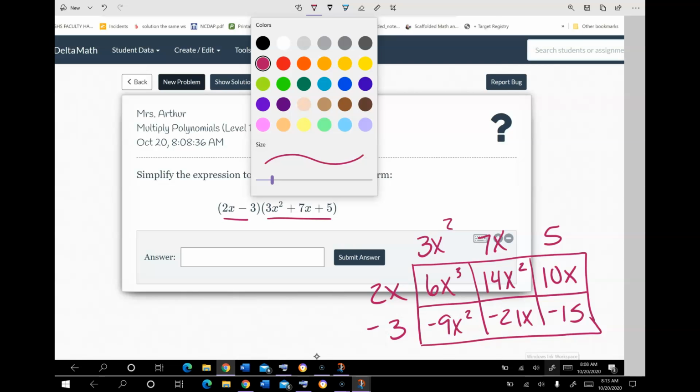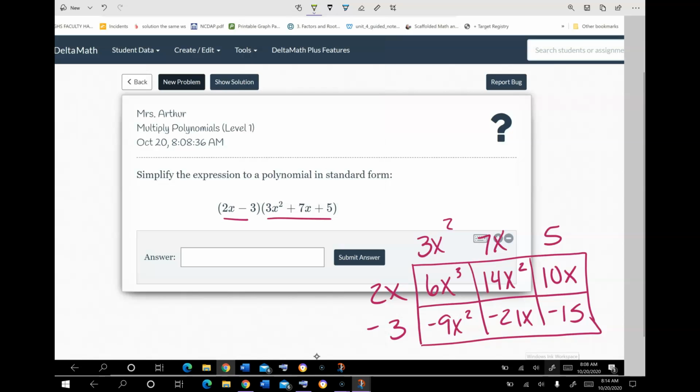So we're going to pull out our information one at a time with like terms, okay? All right, so 6x cubed is by itself, so we write 6x cubed down. But 14x squared and negative 9x squared can be combined, and that's going to give me a 5x squared. Okay? Then negative 21x and positive 10x, they are like terms, and that's going to give me negative 11x. All right, and then I'm going to say negative 15.